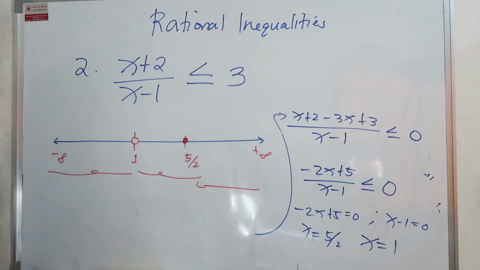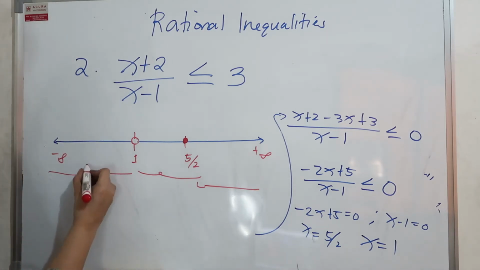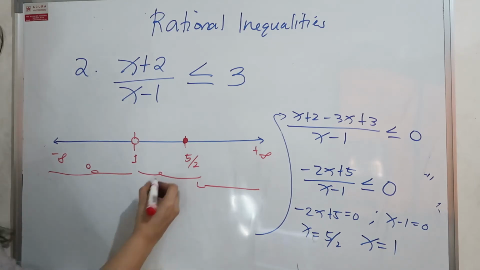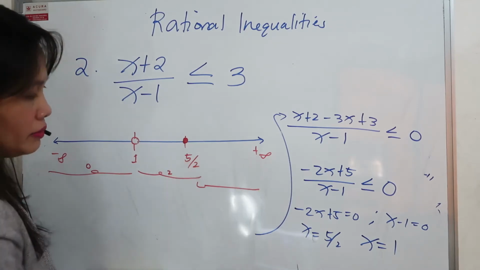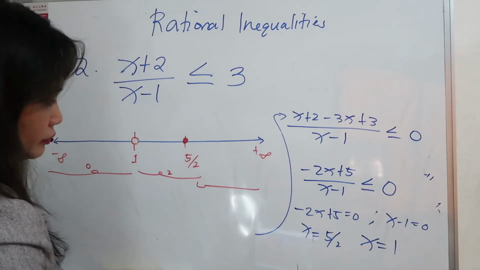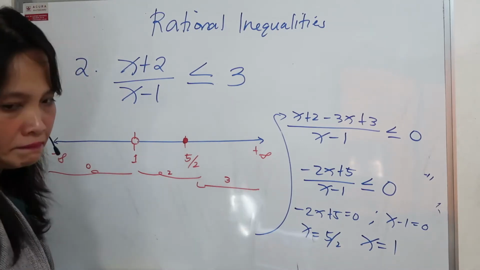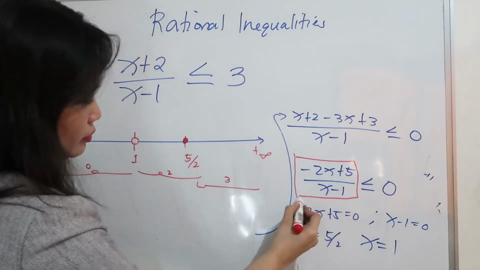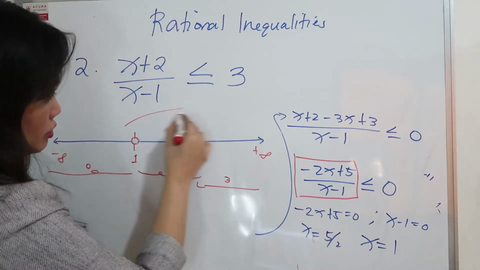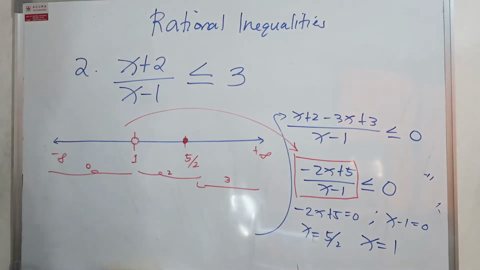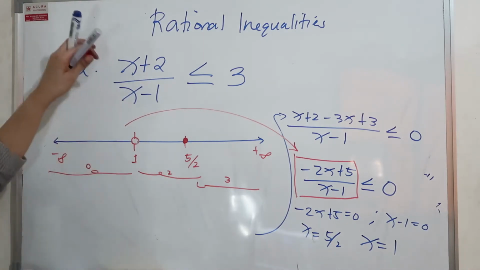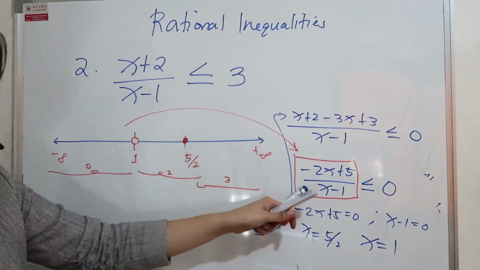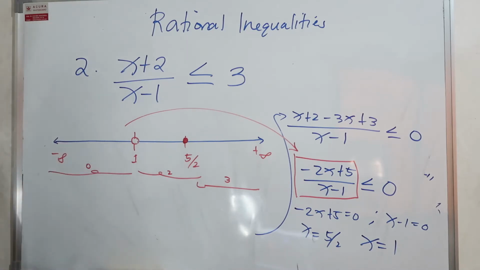Negative infinity to 1, give me a number. Okay, 0. 1 to 5 halves. Okay, 2. 5 halves to positive infinity. Okay, 3. And then you substitute that here, after we already simplified the given original inequality. So what will be the sign of the first interval?